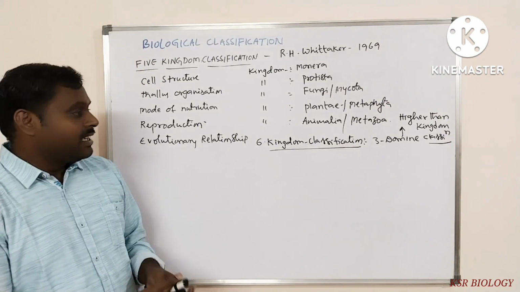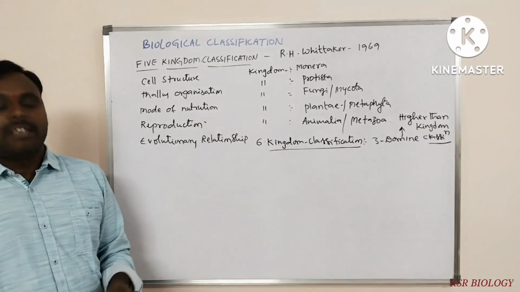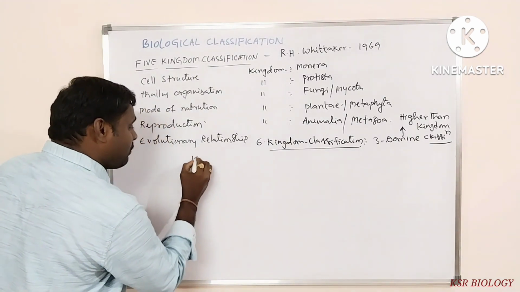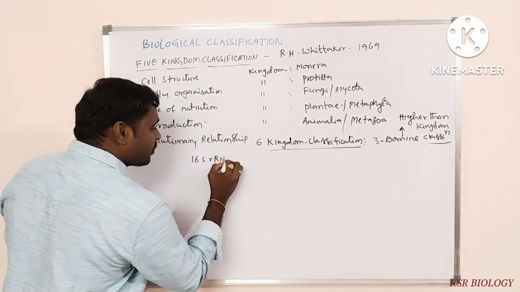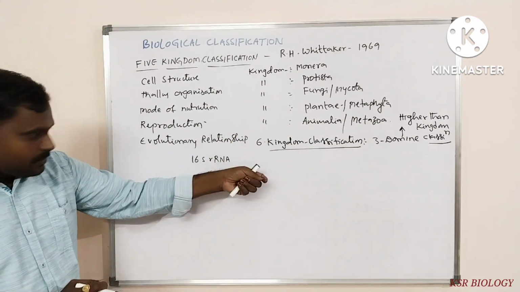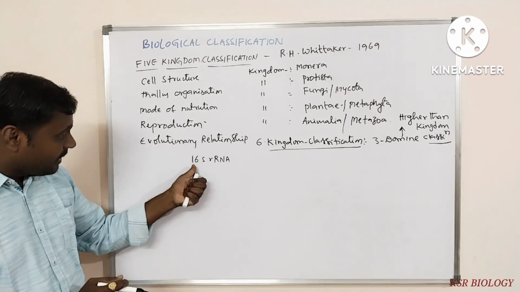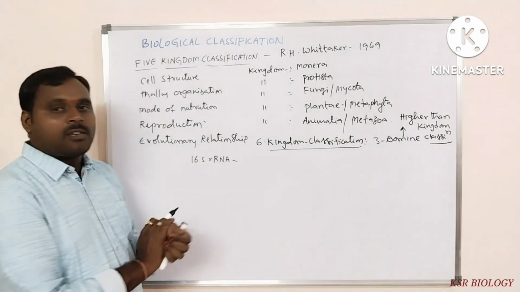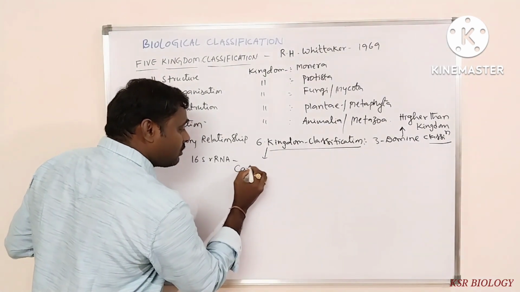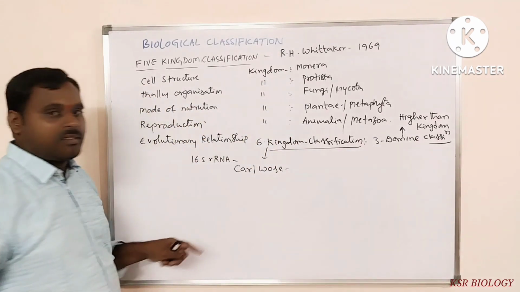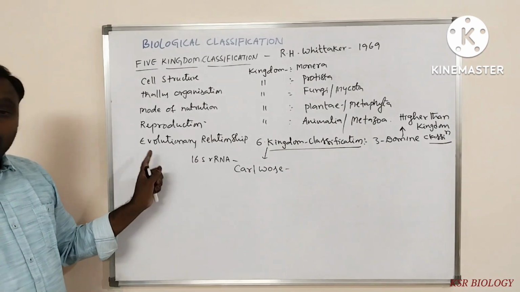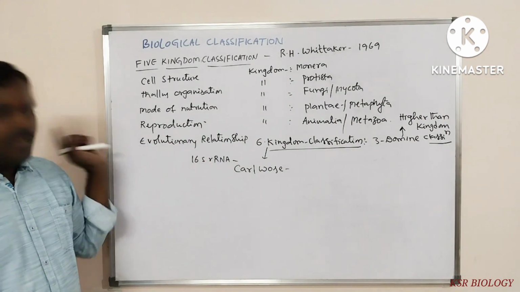So what are the three domains, and based on which criteria did they classify the organisms into six kingdoms? Based on the small ribosomal subunit, that is 16S rRNA, as a selectable marker. So the six kingdom classification is also called the three domain classification. Who proposed the six kingdom classification? It was proposed by Carl Woese and his co-workers. The criteria used was the small ribosomal subunit, 16S rRNA, as a selectable marker.